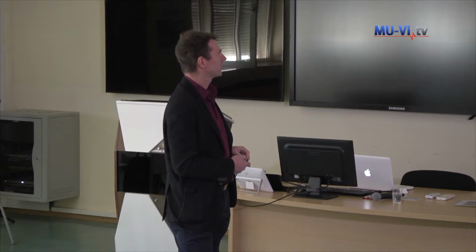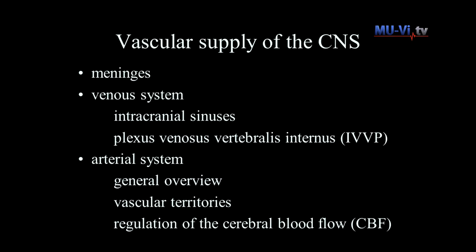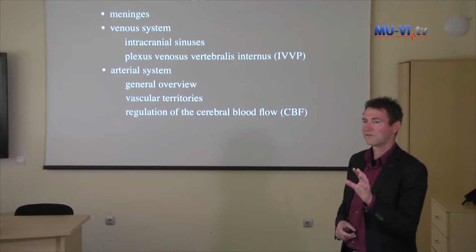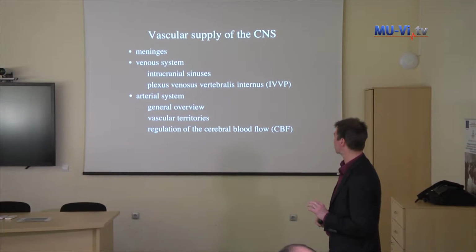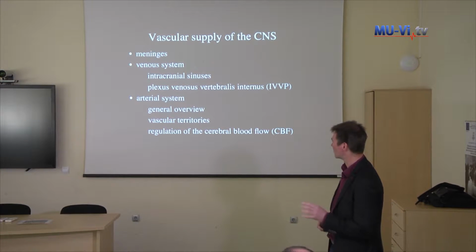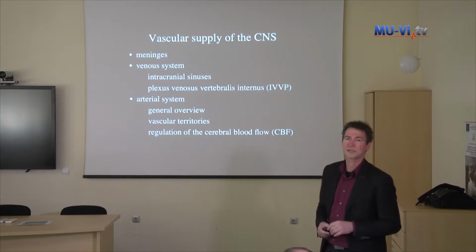And then we go to the arterial system. I give a short overview and I will discuss 2 specific parts. One is about the vascular territories and variations in it. And then, in the last 15 minutes, I will discuss the regulation of the cerebral blood flow, which is very important. It has to be regulated precisely, and it's also a difficult aspect. I will try to give the main lines of this.